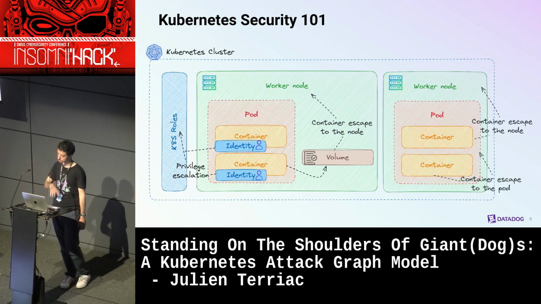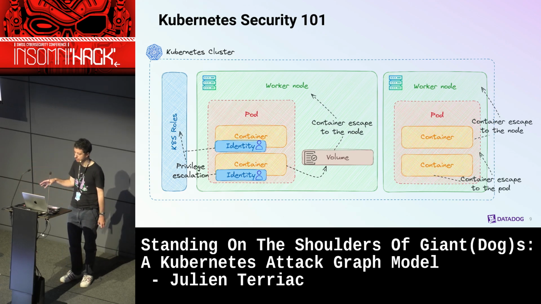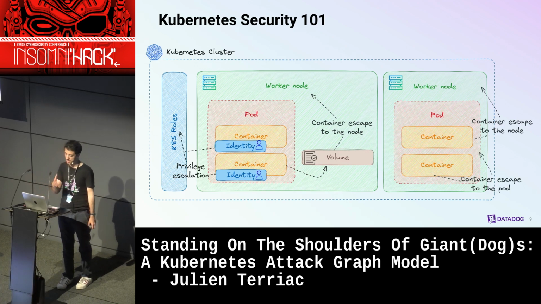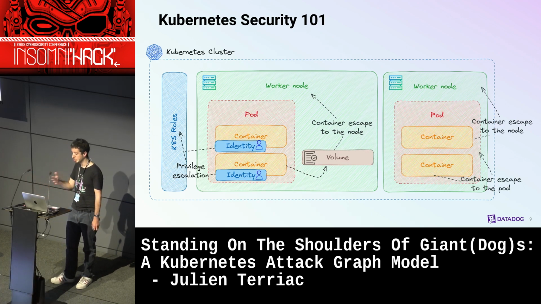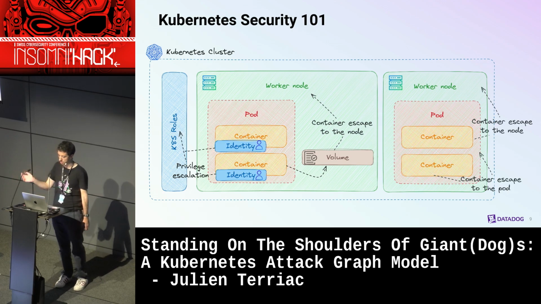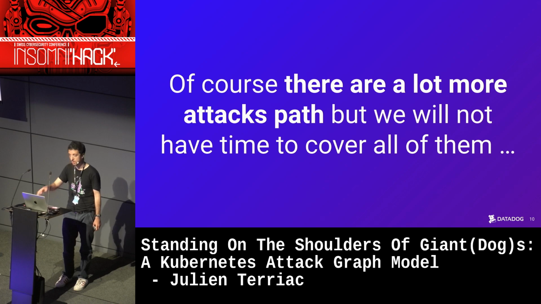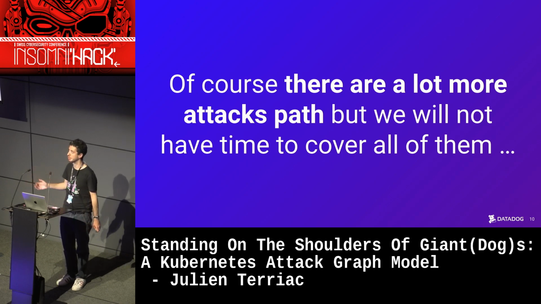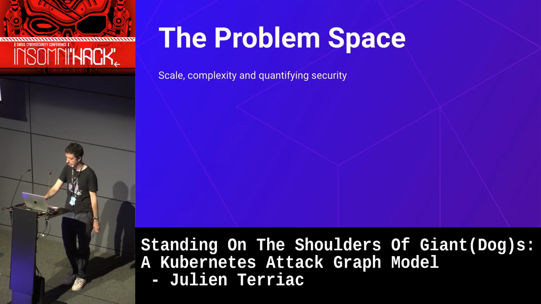So if you take the schema we had previously and put it together, the container has some identity. From the identity, you can escape through RBAC, and from the container, you can escape to the node from some volumes, or container to pod, and so on. So there are a lot of other attacks. That's not the subject of the talk. We could do a full one hour just to talk about all the Kubernetes attacks, but this is not really the purpose of this talk.